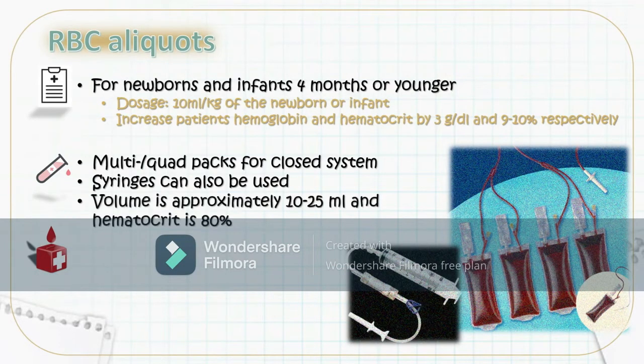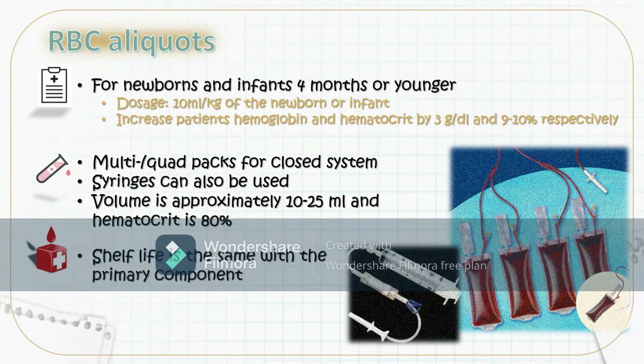within 24 hours. The volume that each of these aliquots must contain should be approximately 10 to 25 ml with a hematocrit that is still less than 80%. Again, to facilitate an easy infusion during transfusion. For the storage, as what I have mentioned, the shelf life will be the same with the primary component if a closed system has been maintained, but in cases wherein the aliquot was prepared through collection by syringe, the shelf life will be shortened to 24 hours only.